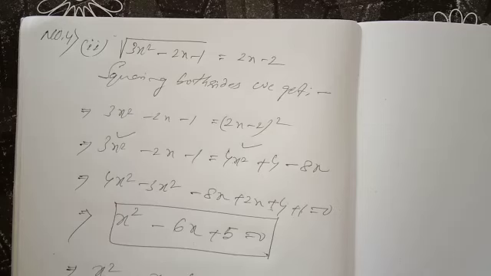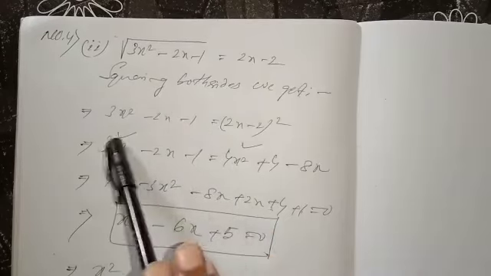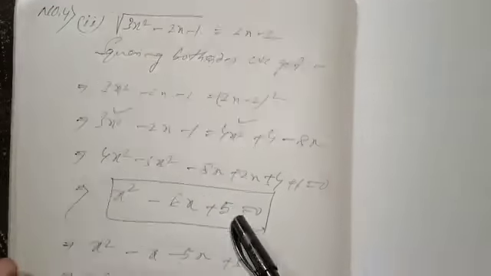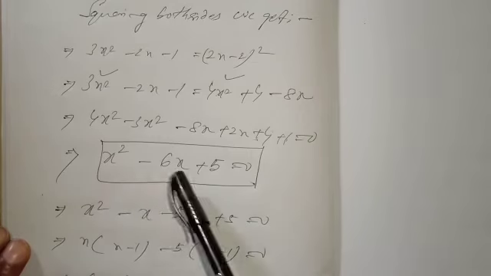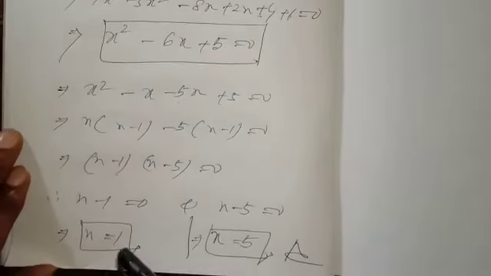The question given is root of 3x square minus 2x minus 1 equal to 2x minus 2. Squaring both sides, I am getting this result. Then the normal form, the standard form, we are getting x square minus 6x plus 5 equal to 0. After simplification, x equal to 1 and x is equal to 5.